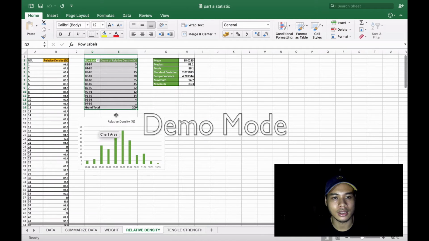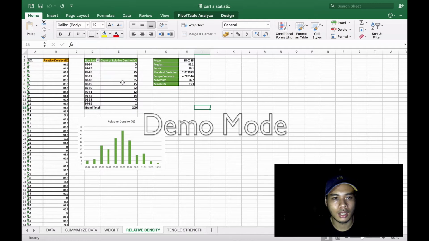It is the same with the relative density. I group it into 83 and 84 because the difference of the value is very small. So here there is only one difference: 83 and 84, 84 and 85, until 94 until 95. So I make the bar graph. We can see the highest count is between 88 till 89 of relative density, which is 45. Same as weight, this table was summarized from the summarized data.